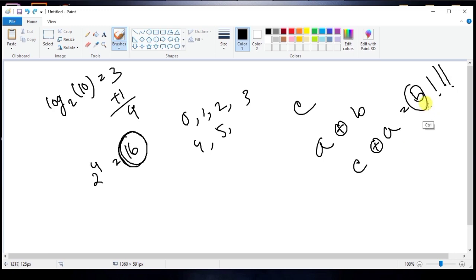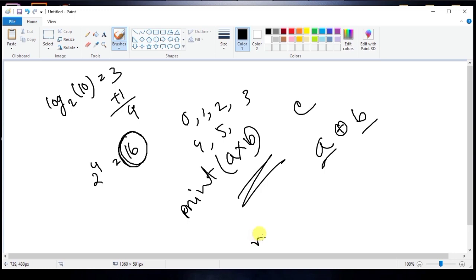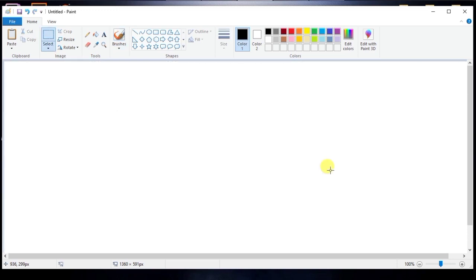We get the maximum ingredients that we needed. We got A and we got B. Now what we need to do, we need to just print A into B. That will give us the maximum value, and this is our code. I mean, this is our logic, you know.